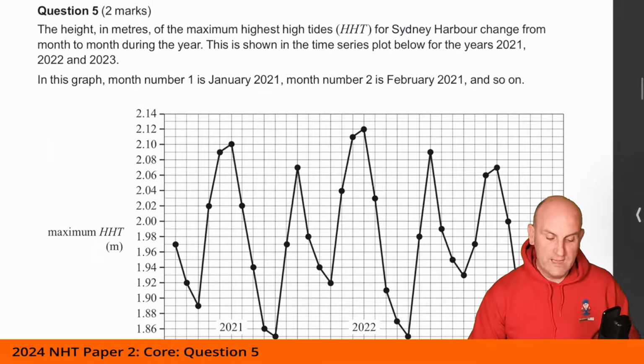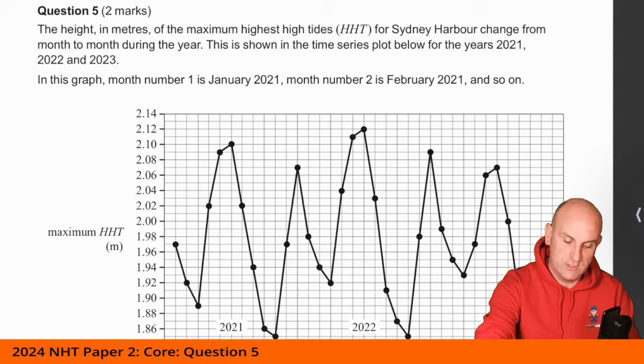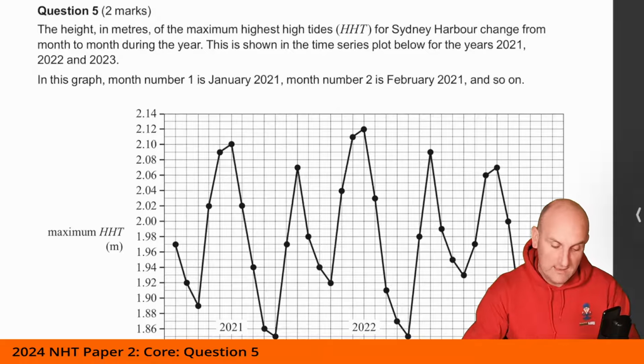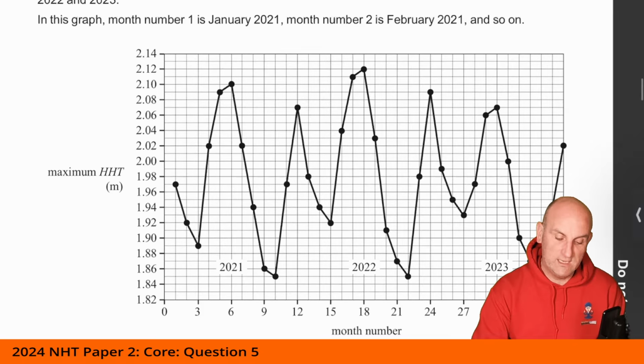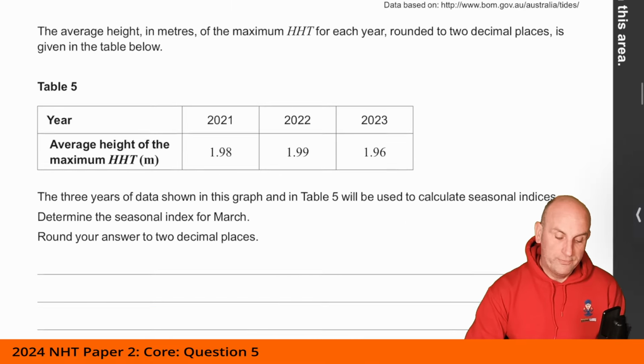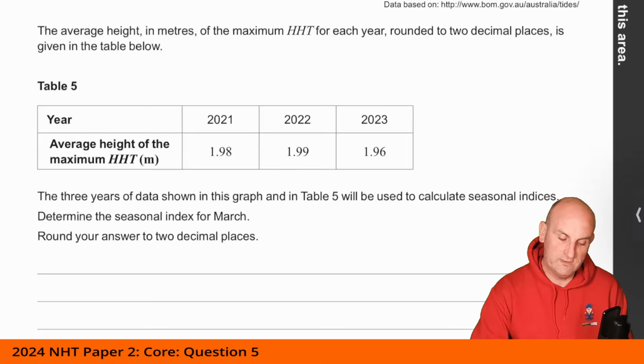Question number 5. The height in meters of the maximum high tides for Sydney Harbour changed from month to month during the year. Now, this is shown in the time series plot below for the years 2021, 2022, and 2023. In the graph, month number 1 is January 2021, month number 2 is February 2021, and so on. Okay, so there's my graph. The average height in meters of the maximum HHT for each year rounded to 2 decimal places is given in the table below. Okay, so these are my averages.